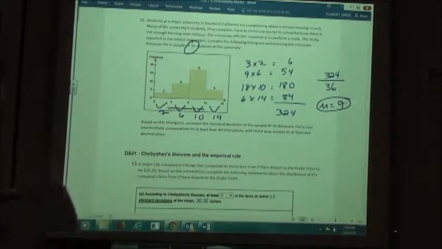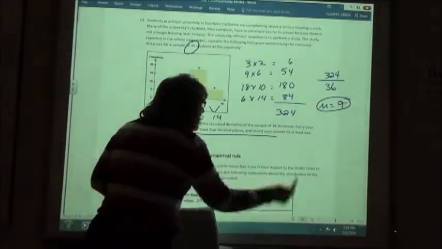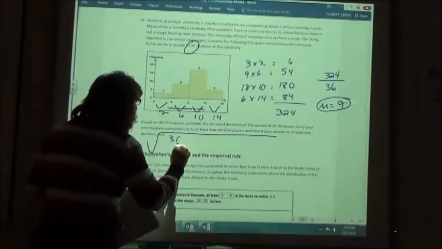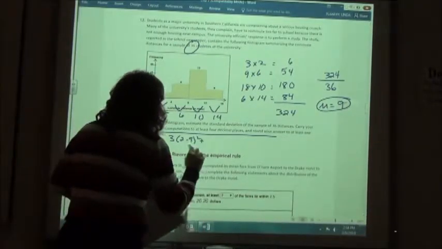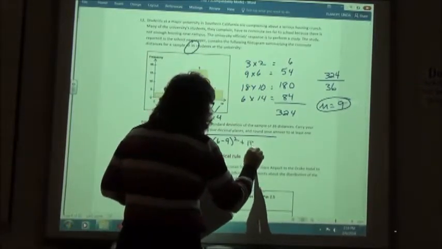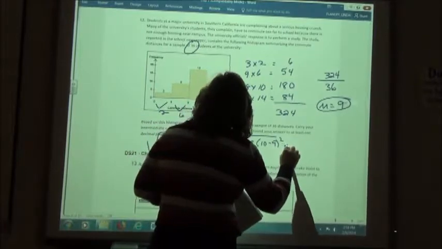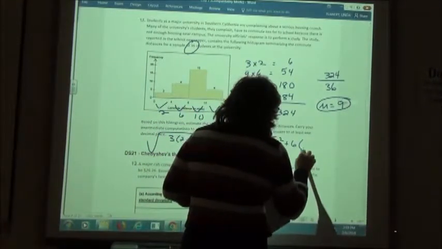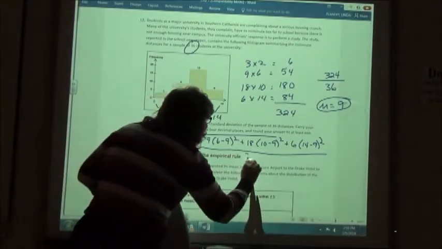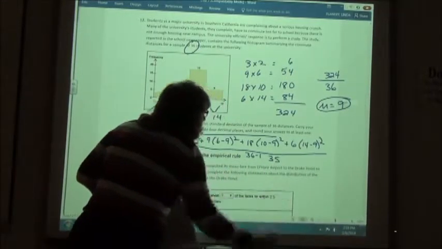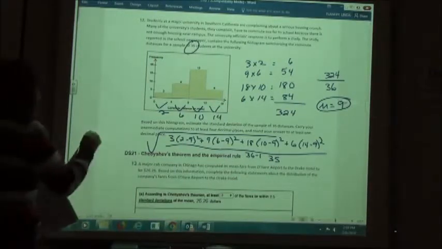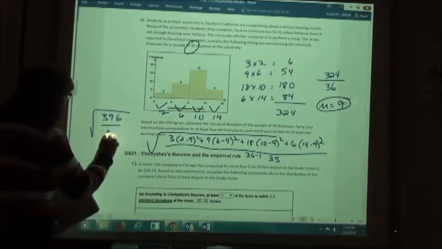I didn't leave myself much writing room to put in my formula here to find my estimated standard deviation. So we have 3 times 2 minus 9 squared plus 9 times 6 minus 9 squared plus 18 times 10 minus 9 squared plus 6 times 14 minus 9 squared. Divided by 36 minus 1, which means I'm going to have a 35 on the bottom then, right? 396 on the top, 35 on the bottom.